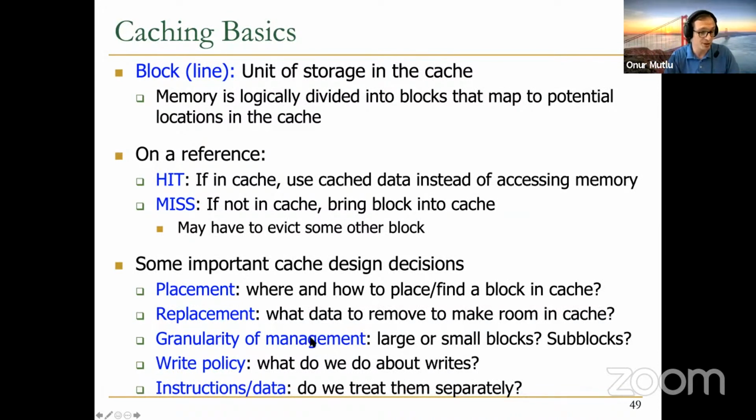Now, this is going to be important because it determines how many blocks you can house in the cache, right? And we're going to see the trade-offs in terms of large blocks, small blocks. And in hardware caches, usually you have a fixed block size.